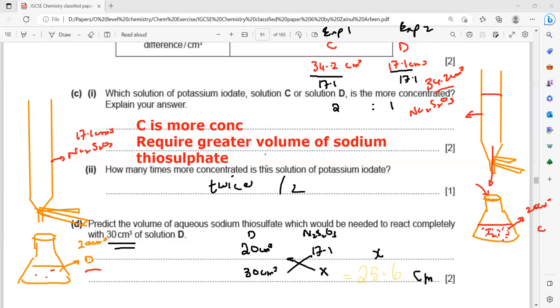And one mark is for writing the unit. Yeah, unit you have to mention as well. It's important that you mention or write the unit, taking a ratio and writing the unit.